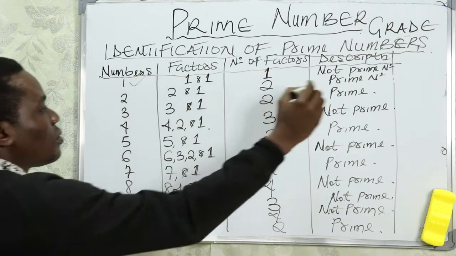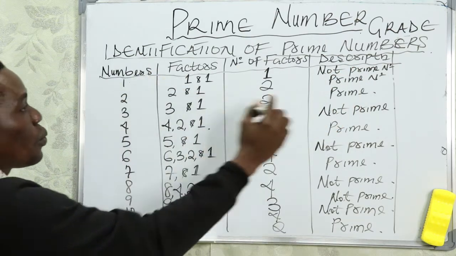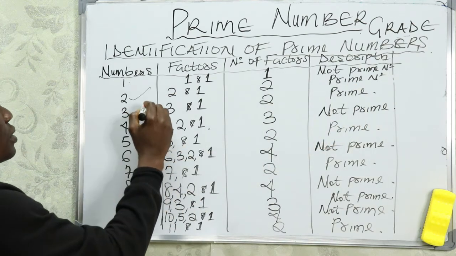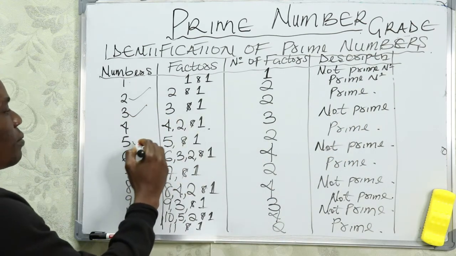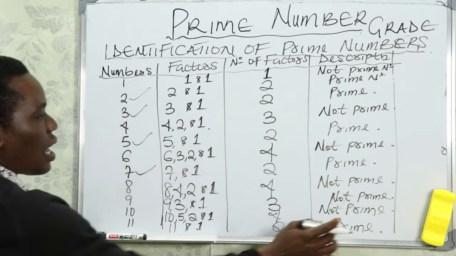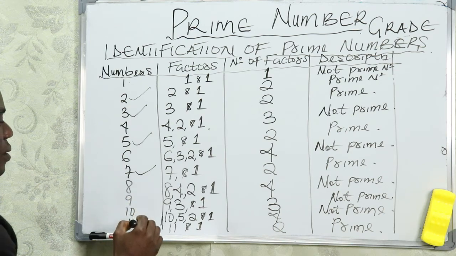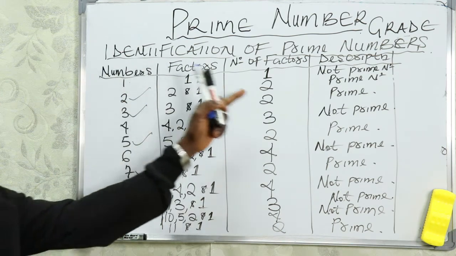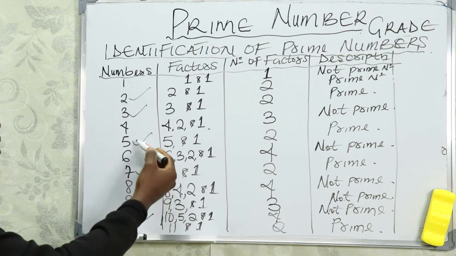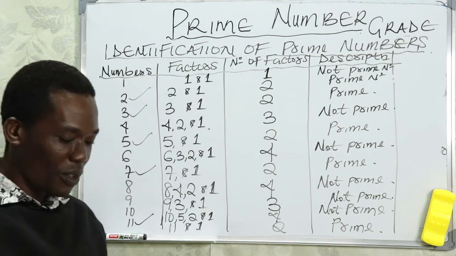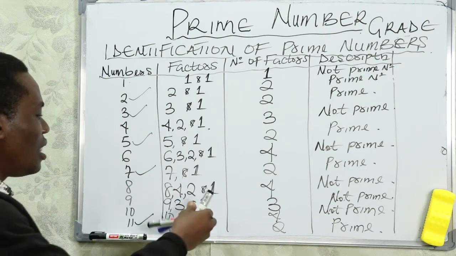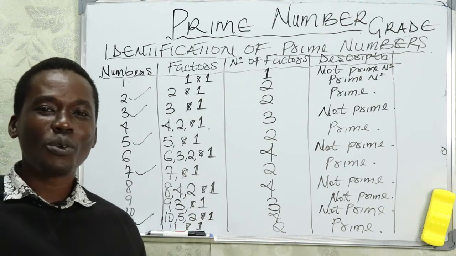Now guess how many prime numbers we have? We have 1. 1 is not a prime number. So we have 2, we have 3, we have 5, we have 7, and we have 11. So from number 1 to 11, we have how many prime numbers? 1, 2, 3, 4, 5 prime numbers. So you see, we have been able to isolate the prime numbers in the numbers 1 to 11.